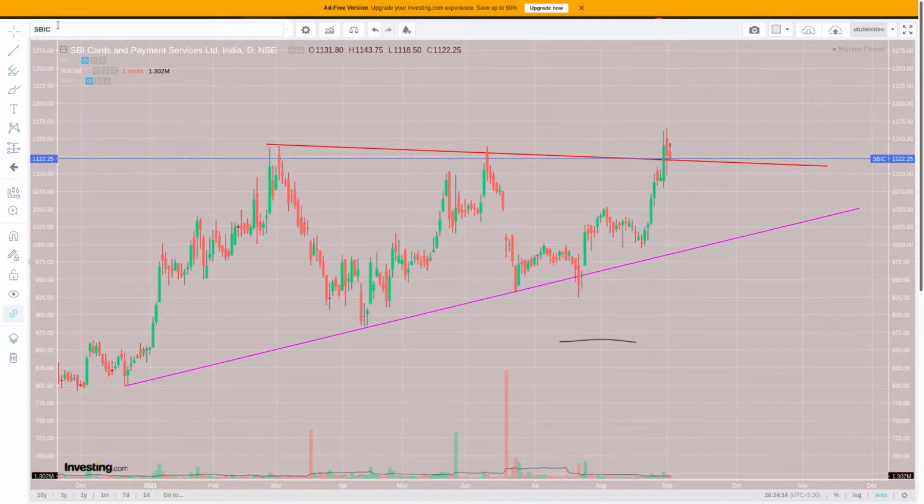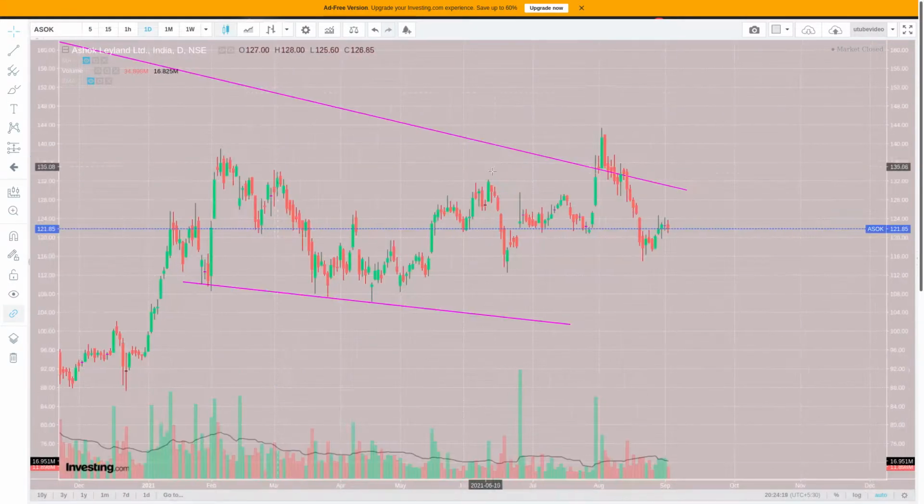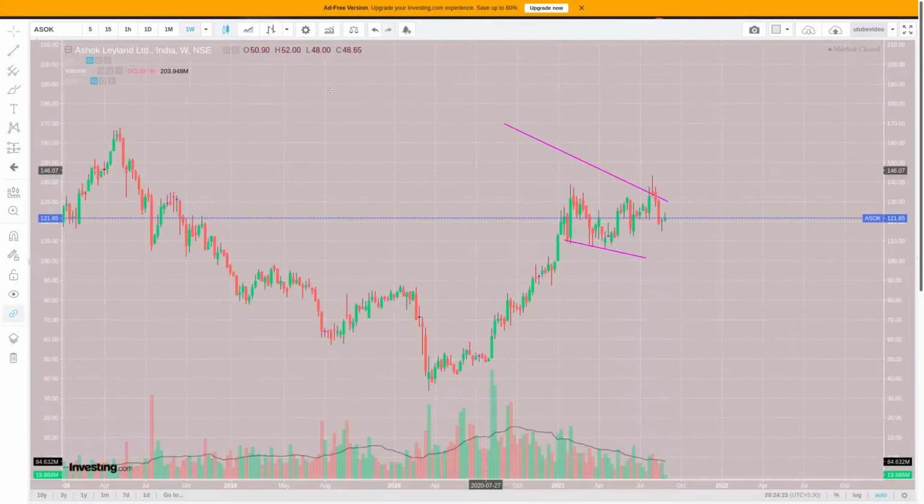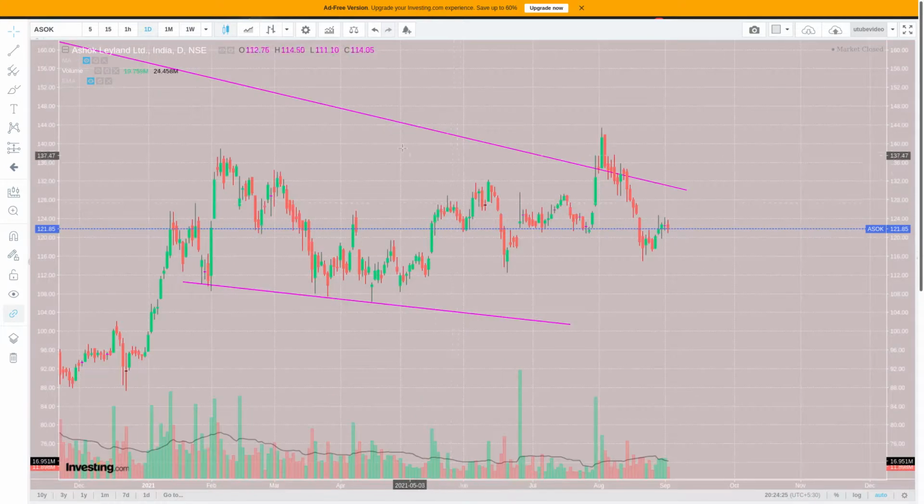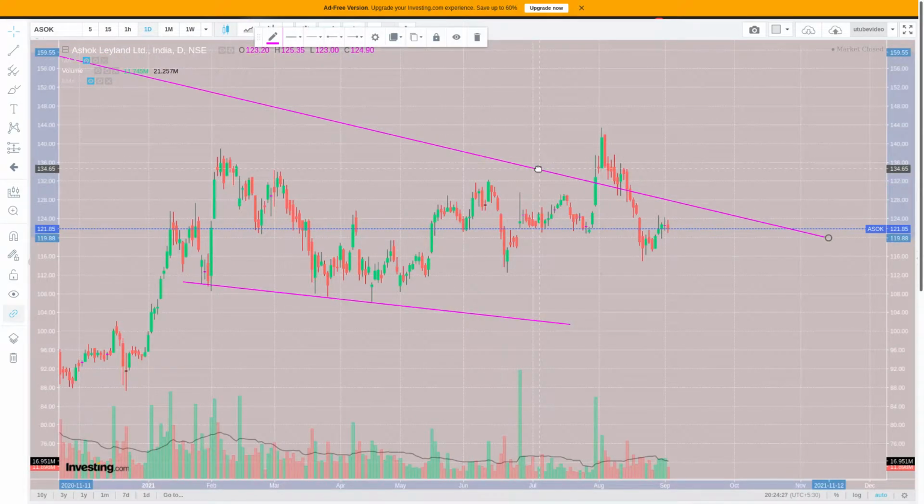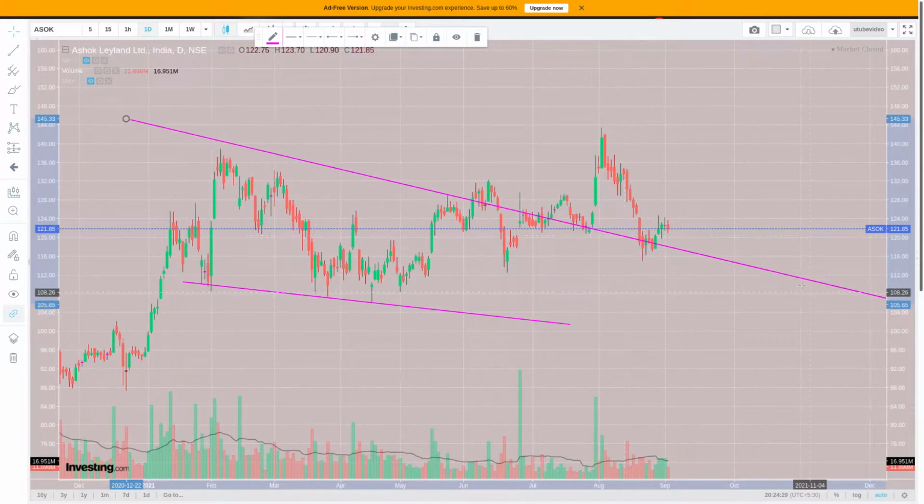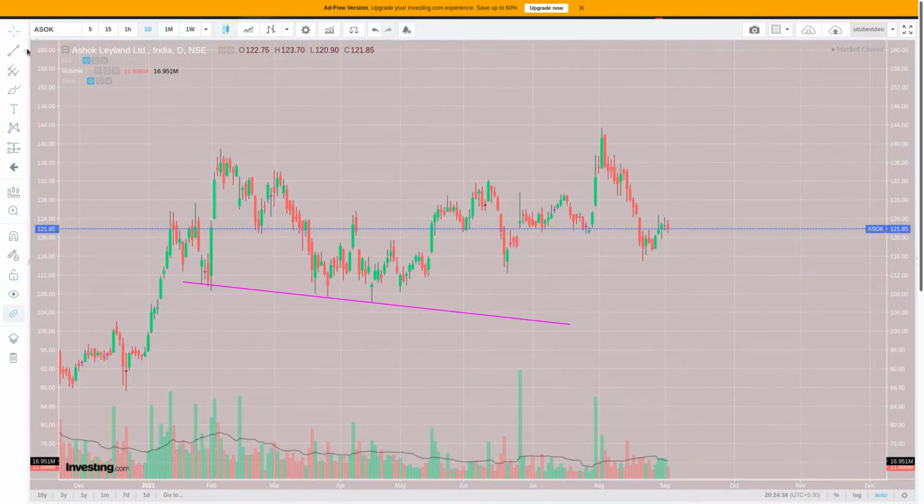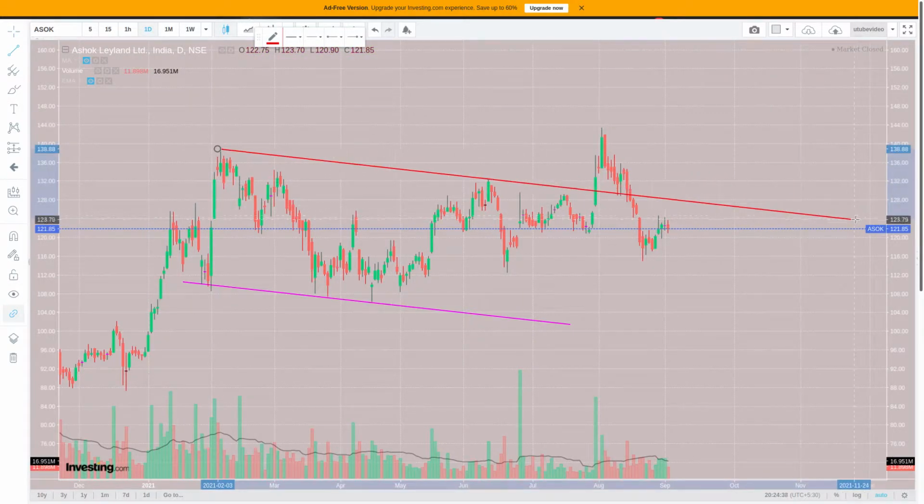I also mentioned a particular structure that we saw very recently, and this was in Ashok Leyland. So let's see. Okay, I don't know why this got screwed up. So somehow this Ashok Leyland breakout was also discussed in this channel, and you will find its technical analysis earlier too. And this is exactly the kind of breakout which qualifies as a failed breakout.